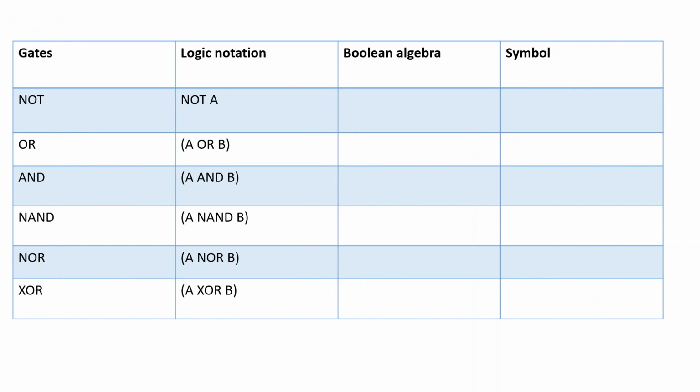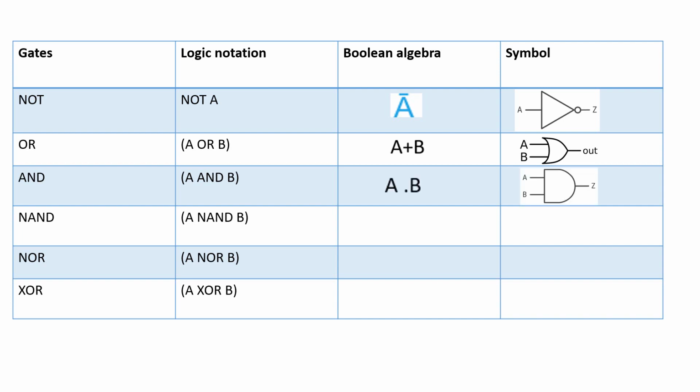Now let's go further and discuss logic notation and Boolean algebra. Each and every gate has its own logic notation and Boolean algebra. We can start with NOT. The logical expression for NOT is NOT A, and the Boolean algebra will be written like A's complement. So on top of the A there will be a line in case the input is A. When you go with an OR gate, if the inputs are A and B, you will be writing A or B. Boolean algebra will be A plus B.